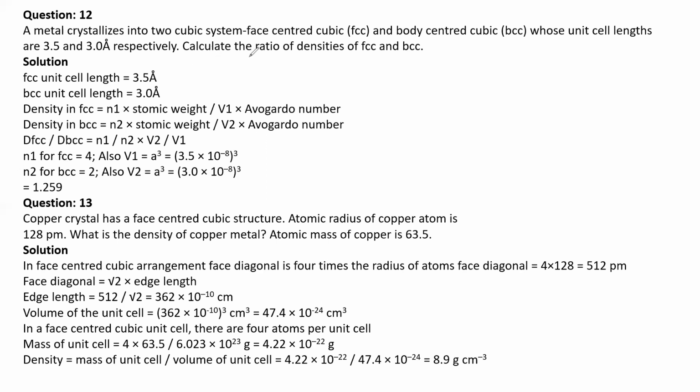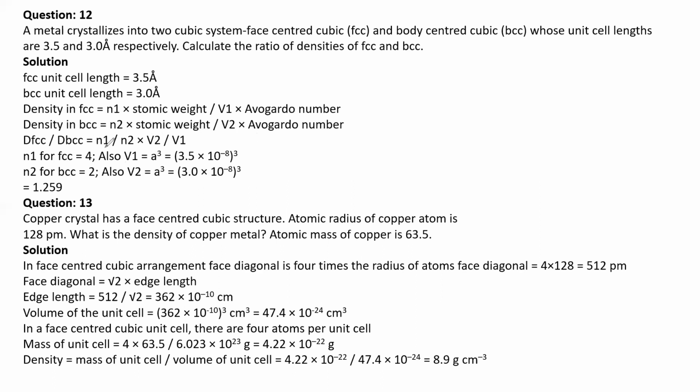This is the problem of a metal crystallized in two cubic systems, face-centered and body-centered, whose unit cell lengths are given. Calculate the ratio of densities of FCC and BCC. Density is equal to mass by volume. So based on that mass and volume we have done. Since it is the same metal, atomic weight gets cancelled. Avogadro number gets cancelled. So N1 by N2 into V2 by V1.